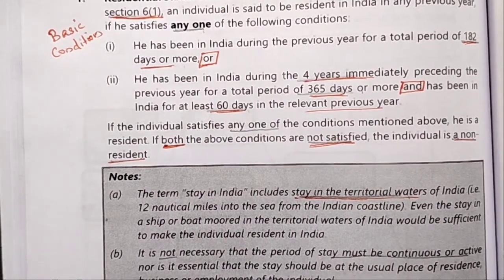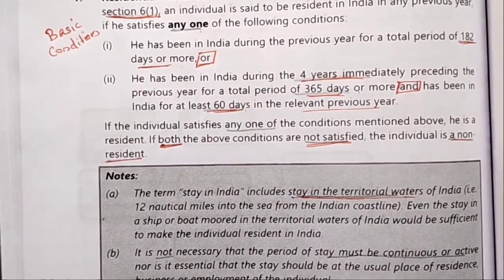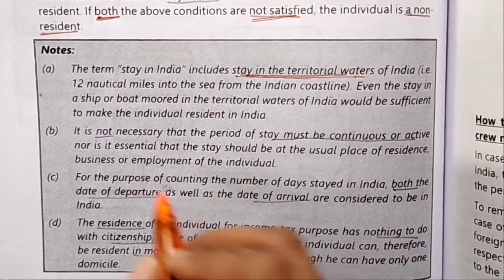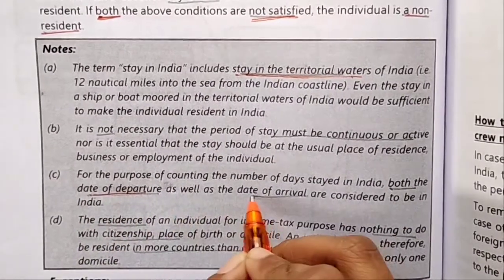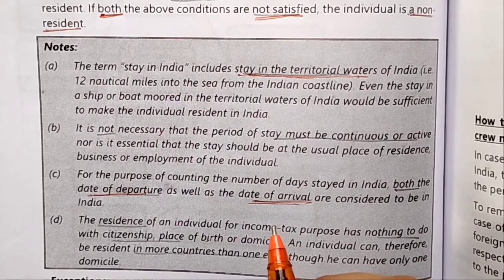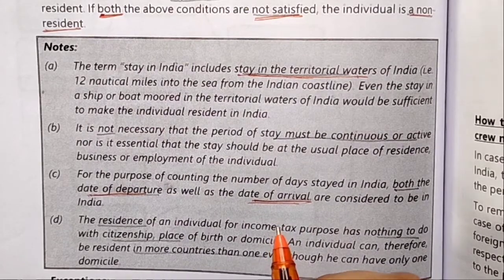That means there is no need that that person must be staying in India continuously for 182 days. There is no need. So, continuous stay is not necessary. The date of departure and the date of arrival are also considered while computing the days. So, both days are included.